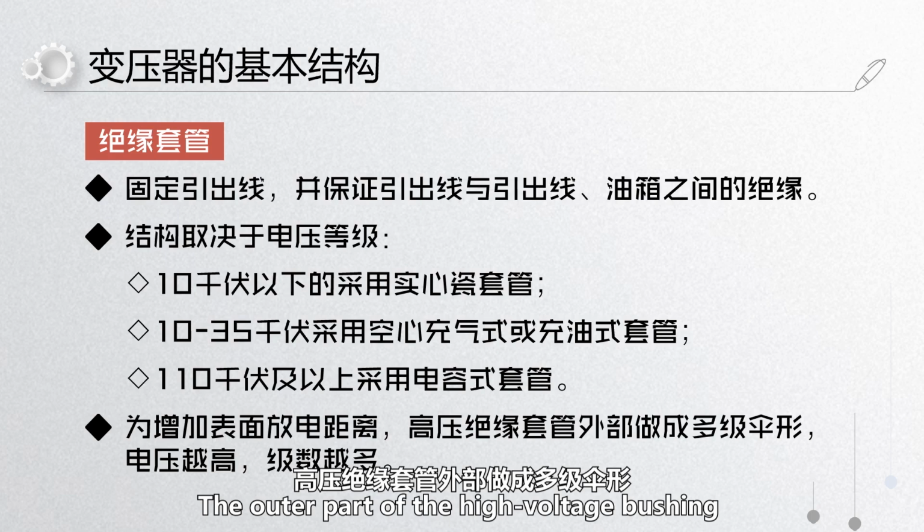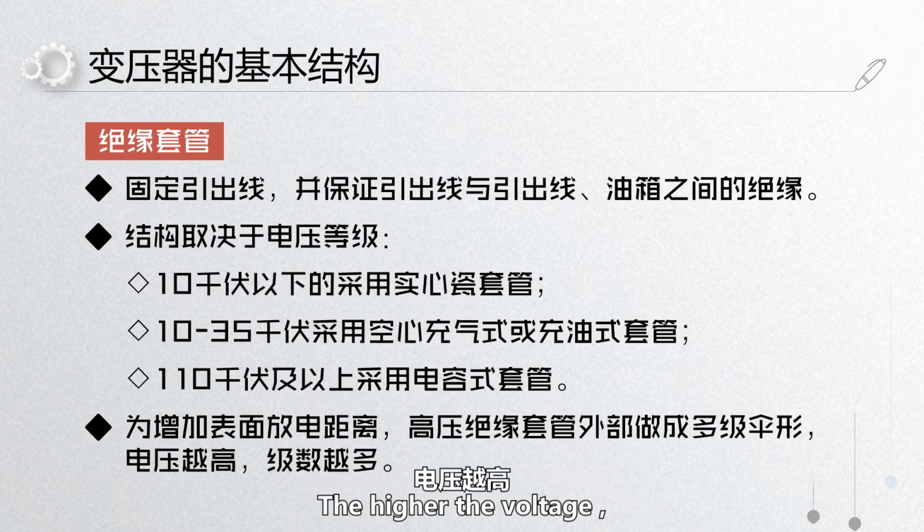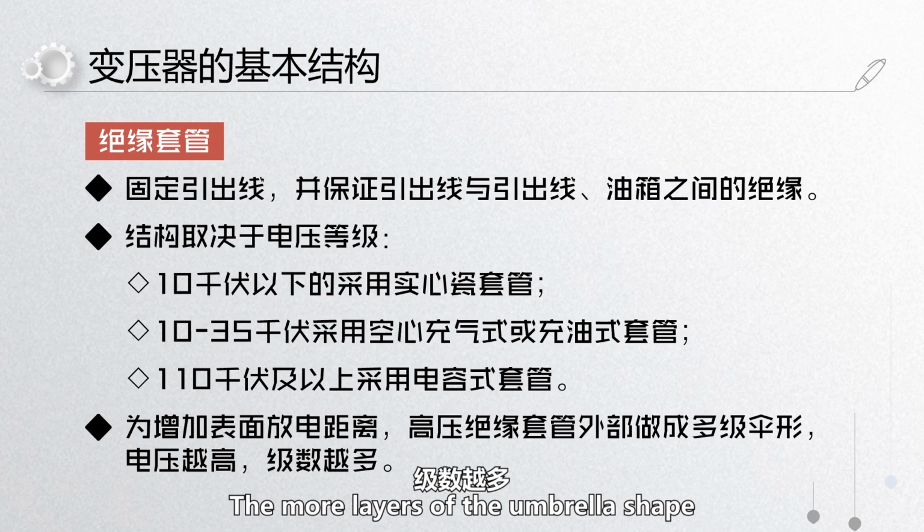The outer part of the high voltage bushing is made in a multi-umbrella shape. The higher the voltage, the more layers of the umbrella shape.